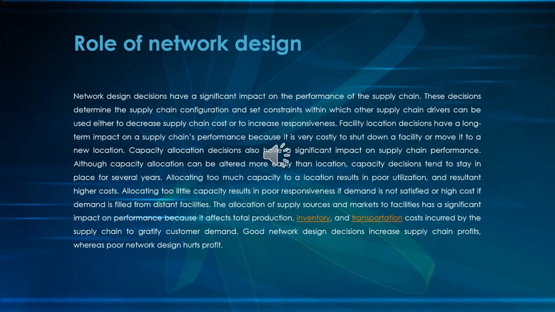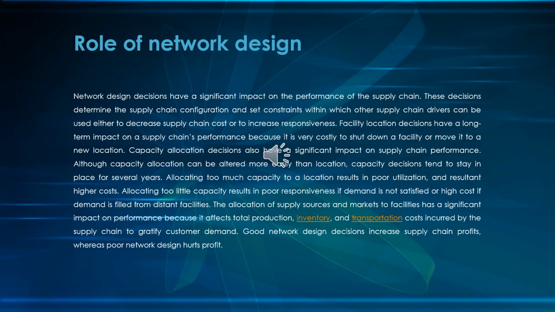Network design decisions have a significant impact on the performance of the supply chain. These decisions determine the supply chain configuration and set constraints within which other supply chain drivers can be used either to decrease supply chain cost or to increase responsiveness. Facility location decisions have a long-term impact on a supply chain's performance because it is very costly to shut down a facility or move it to a new location.